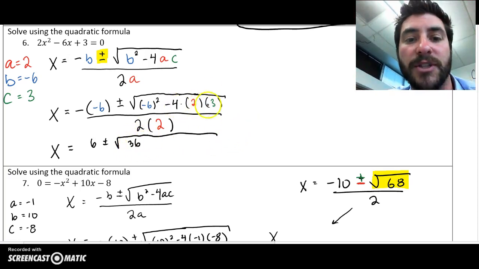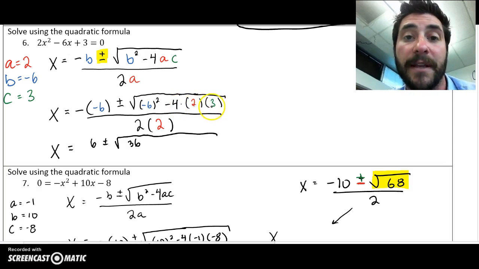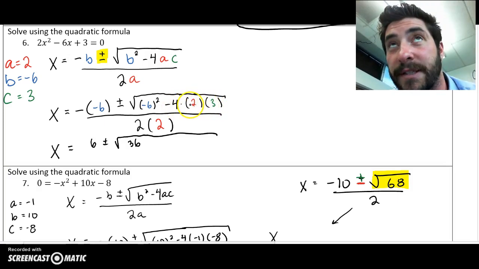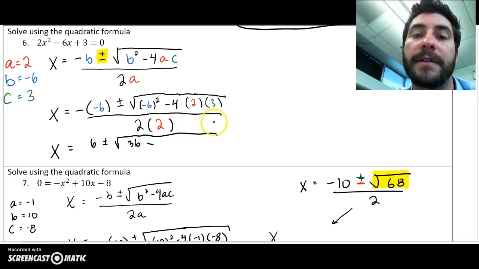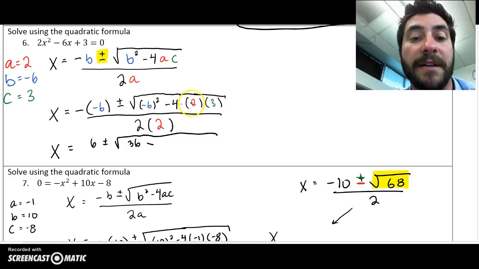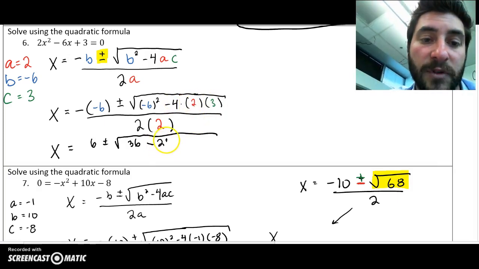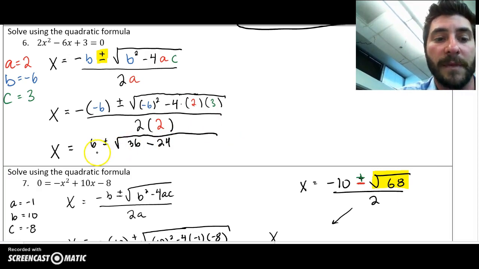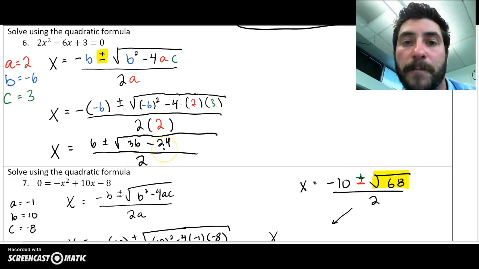Now I'm multiplying these three numbers together. Negative 4 times 2 times 3. A negative times a positive times a positive, I'm going to have a negative. 4 times 2, negative 8. And negative 8 times 3 is negative 24. And that's all going to be divided by 2 times 2, which is 4.